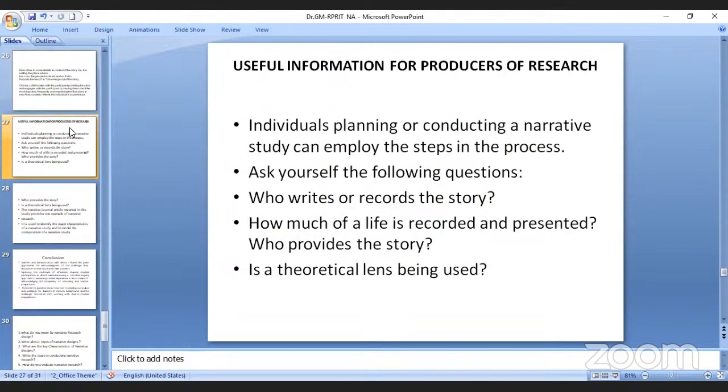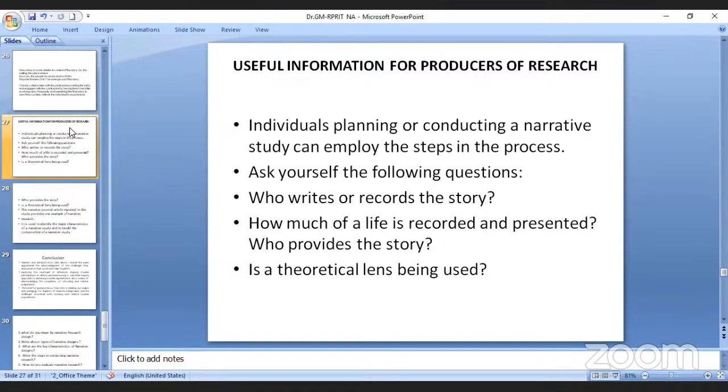Then some useful information for the procedure of research. Individuals who are planning to do a narrative study have to keep in mind some questions. Individuals planning to conduct a narrative study can employ the steps in the process. They have to ask themselves the following questions. Who writes or records the story? Individual or researcher, you have to decide. Then, how much of life is recorded and presented?